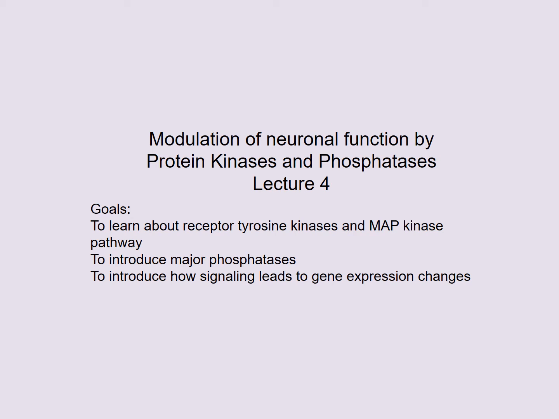So in lecture number 2 about modulation of neuronal function by protein kinases and phosphatases, we talked in lecture 1 mostly about kinases that phosphorylate serine and threonine. Now we're going to talk a little bit about tyrosine kinases, and we're also going to introduce what the MAP kinase pathway is, because it plays an important role in receptor tyrosine kinases. We're going to introduce major phosphatases, which regulate, as we talked, phosphorylation, and then we are finally going to wrap up and show how the signaling leads to gene expression changes.